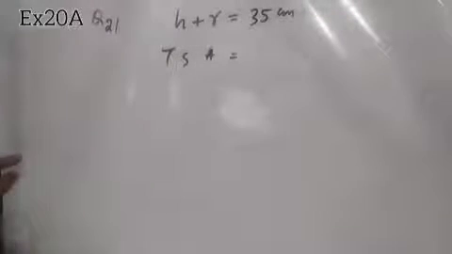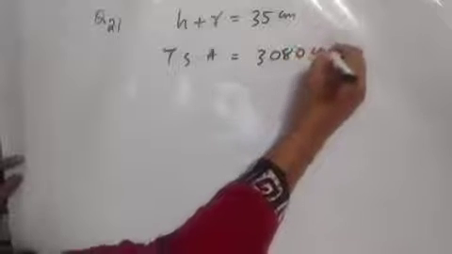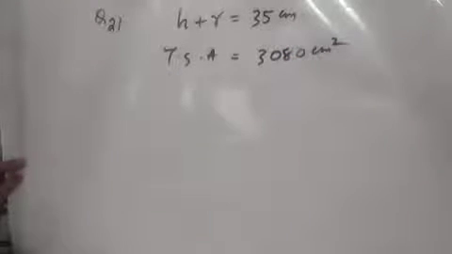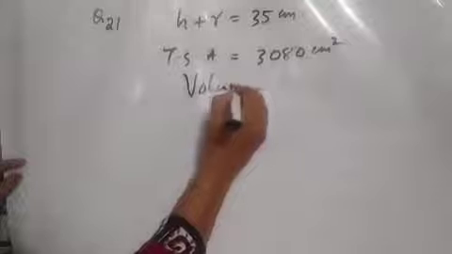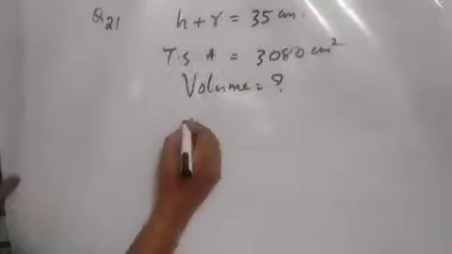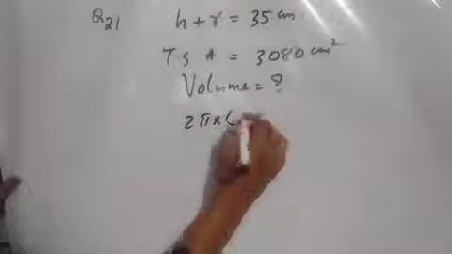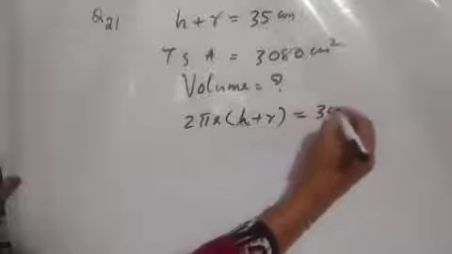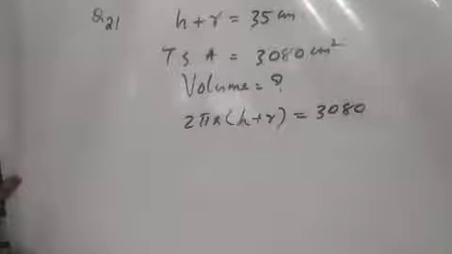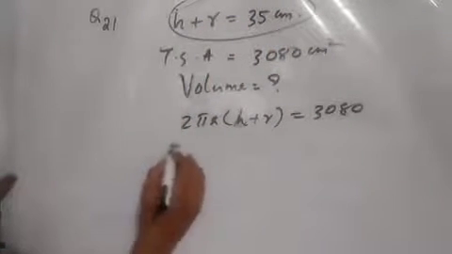Question 21. The sum of the height and radius of a solid cylinder is 35 centimeter and the total surface area is 3080 centimeter square. Find the volume of the cylinder. So what is the equation to find the total surface area? 2 pi r into r plus h or h plus r is equal to 3080. That is given in the question. Also the sum of h and r is 35. So let us substitute this.